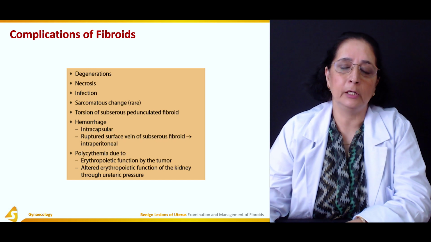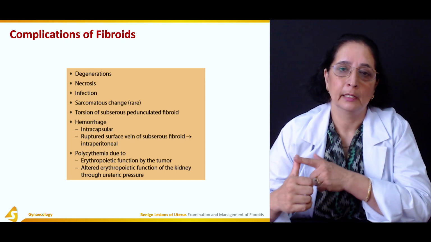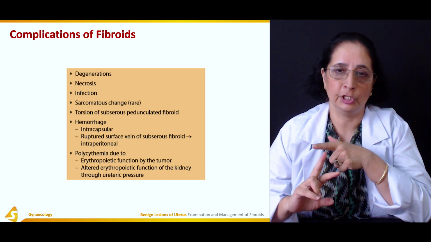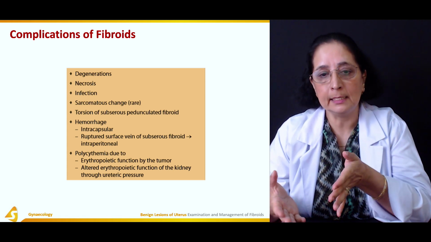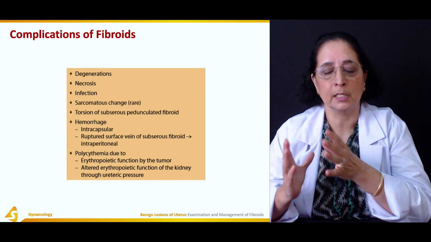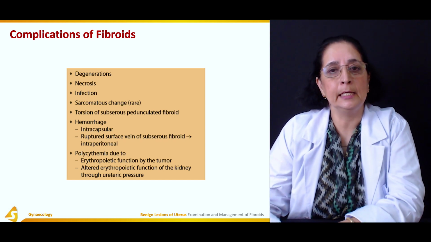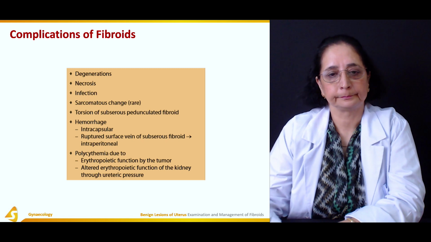So these are all the complications of the fibroid. Degeneration, then we have necrosis, death of the cells, infection, sarcomatous changes, hemorrhages, or bleeding from the fibroids, and another is polycythemia due to increased production of erythropoietin from the tumor.